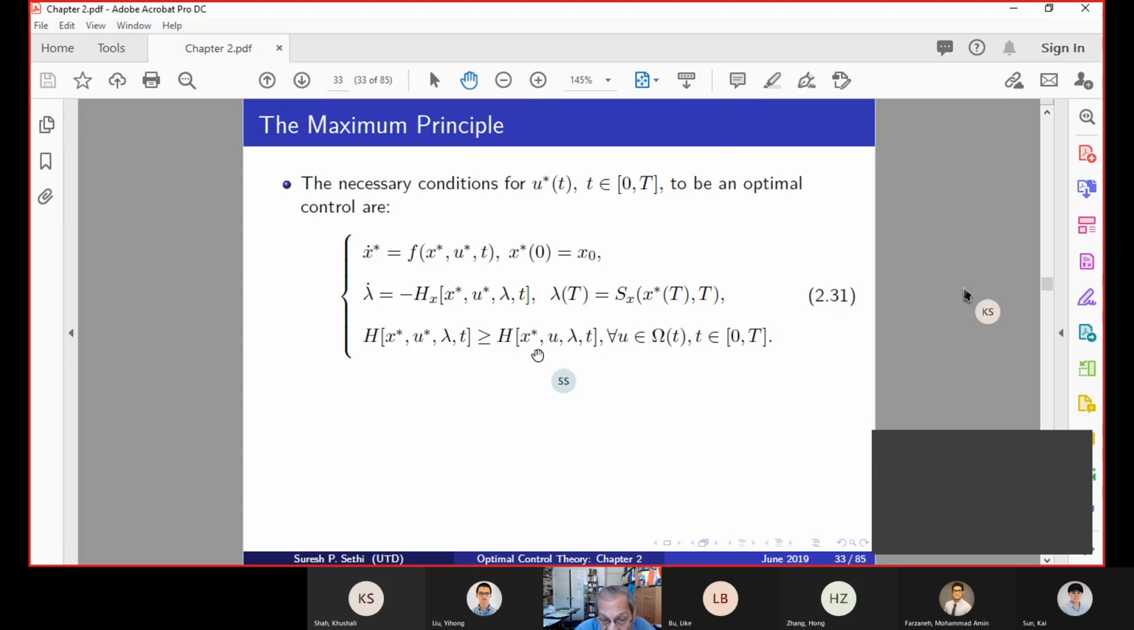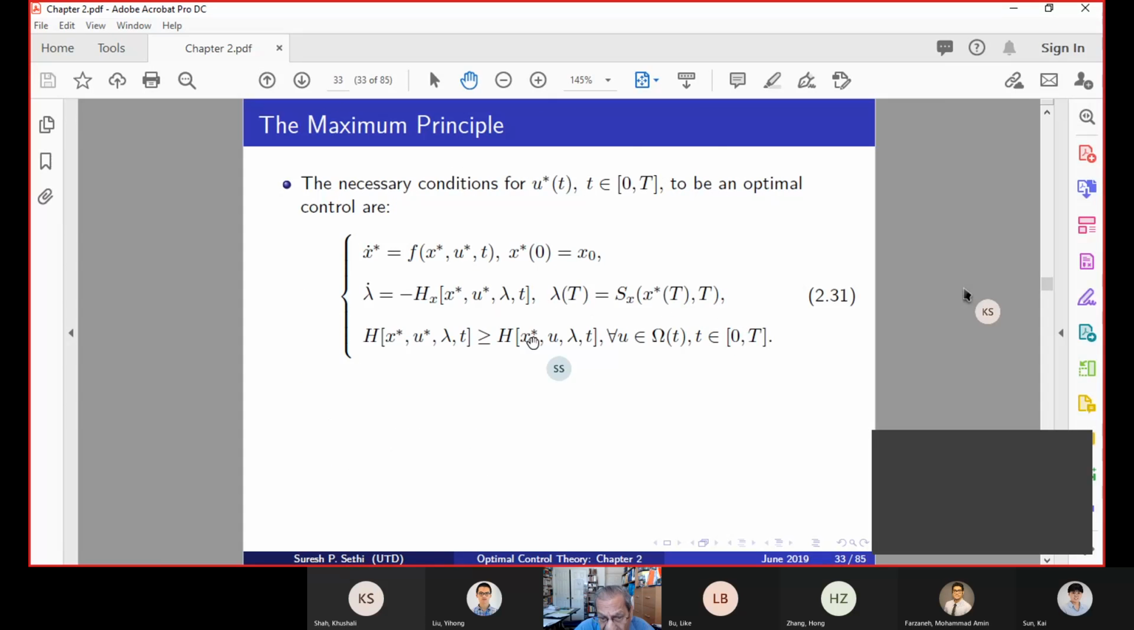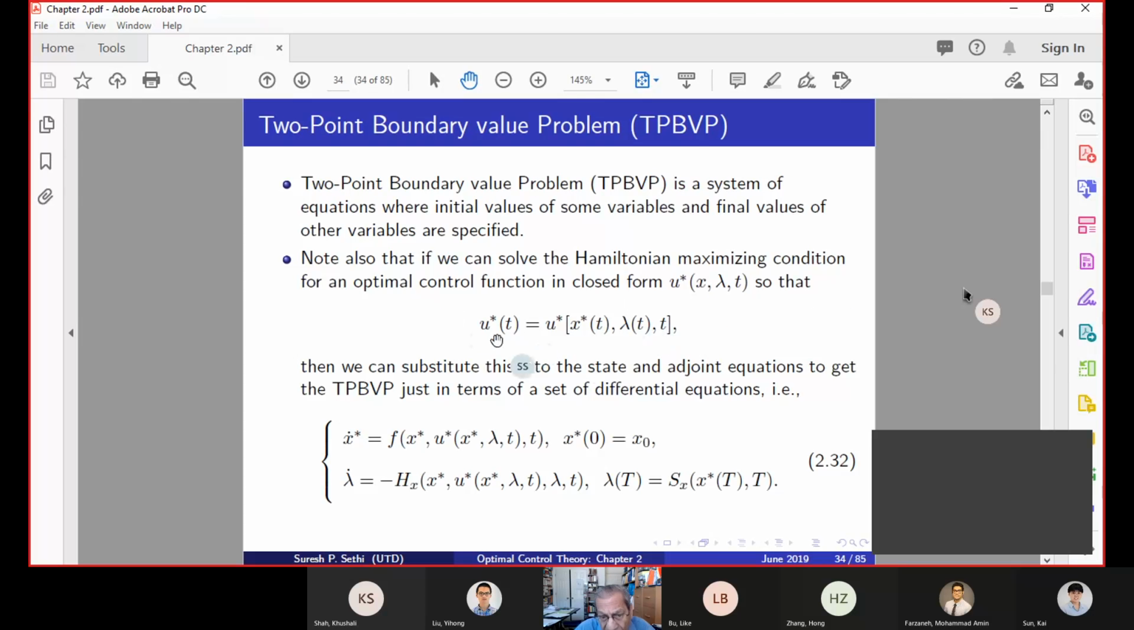So suppose we are able to pick up the global maximum of this Hamiltonian with respect to u, then that global maximum I'm going to call u star t. Well, the u star t will be a function of x star, lambda, and t, right? Because after all, there's x star here, there's a lambda t here, and there's a t here. So those are the three quantities. So the u will be implicitly a function of these three quantities. So u star t in general will be this function.